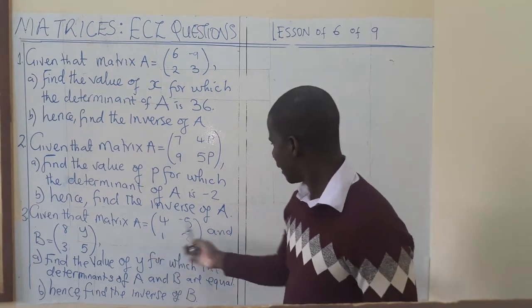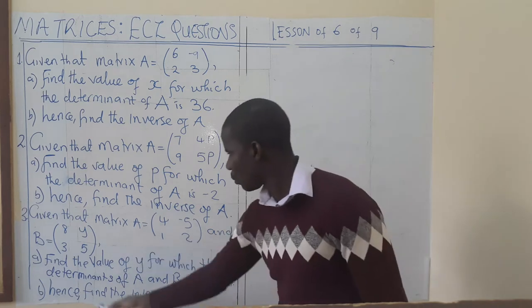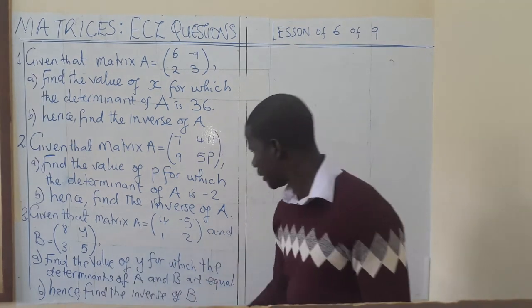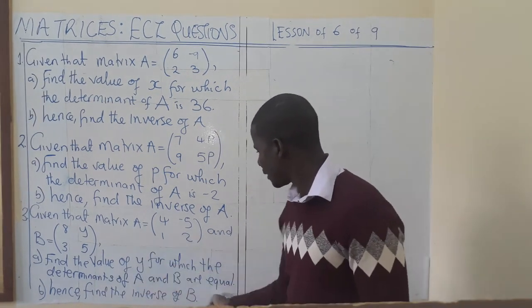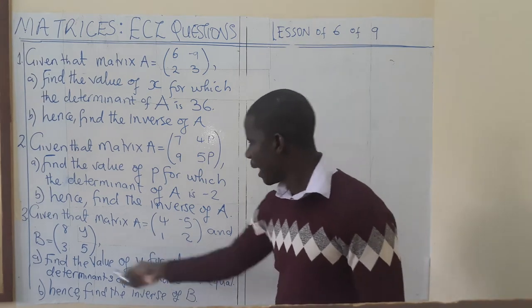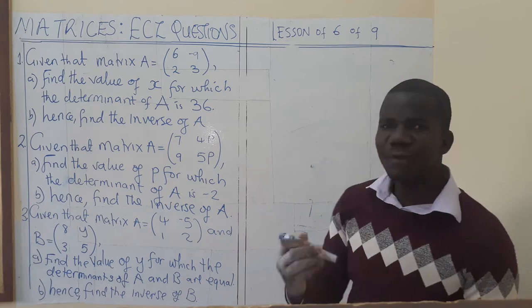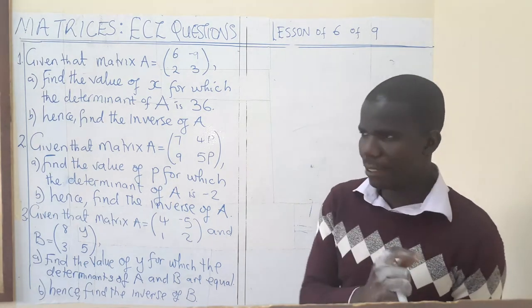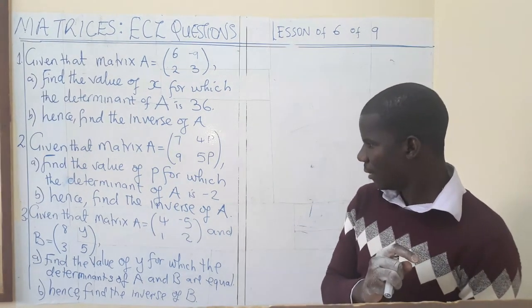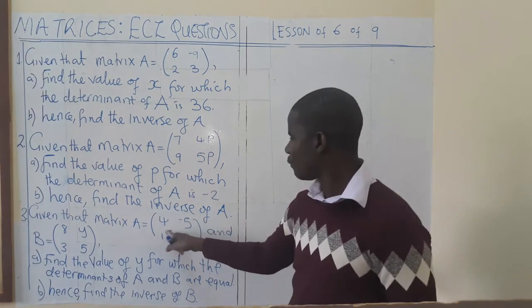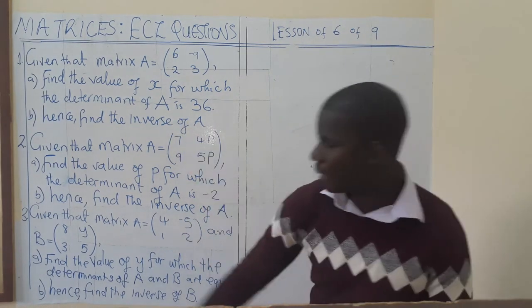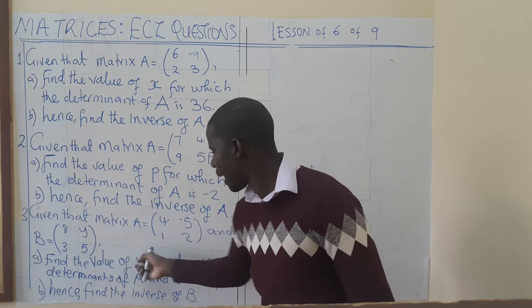Given that matrix A is this, matrix B is this one, find the value of y for which these two matrices have the same determinant. A and B have the same determinant, and we want to find the value of y. So we can find the determinant of this one and then use it to find y, because we are told their determinants are the same.